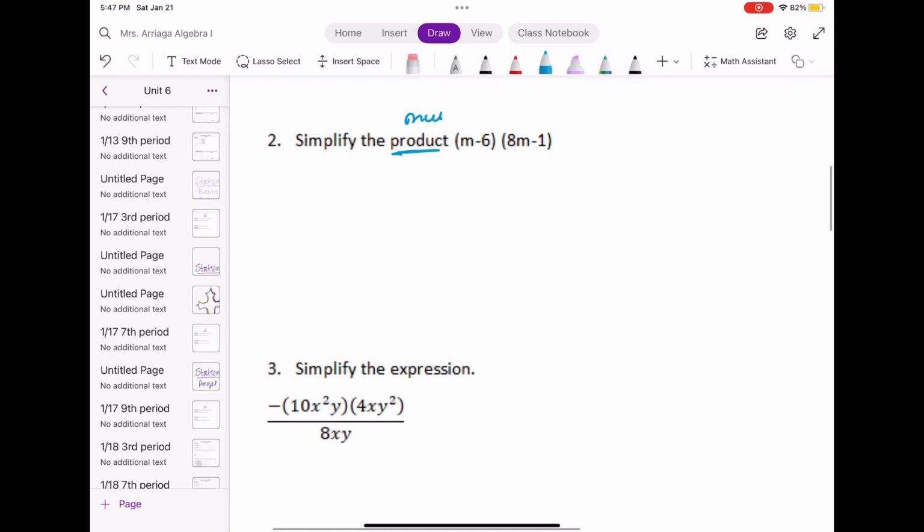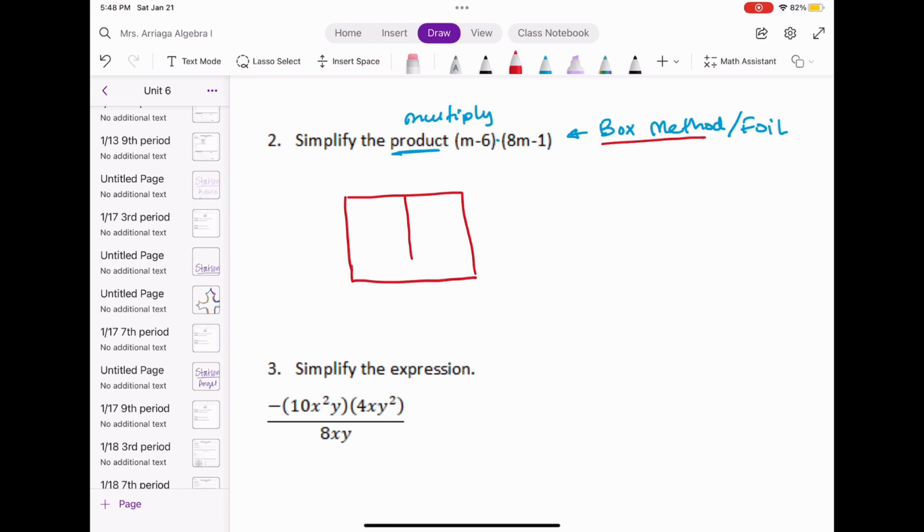Now, the first thing you need to know about number 2 is that whenever you see the word product, you should know that you have to multiply. So we have the first binomial times the second binomial, which we can do by the box method or the FOIL method. Let's start with the box method first. Since there are 2 terms in the first binomial, we draw 2 columns, and 2 terms in the second binomial, we draw 2 rows. So a 4-square box.